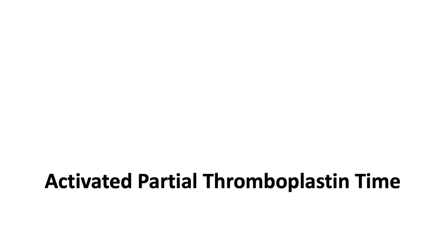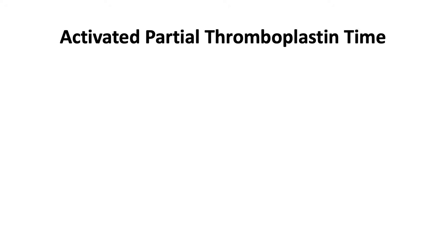Let's move on to discuss the activated partial thromboplastin time. The aPTT measures the time to a fibrin clot in seconds. The test is performed by taking citrated blood and adding calcium, phospholipids, and kaolin, which activates the contact-dependent factor 12. Thus, the aPTT assesses the intrinsic and common pathways of coagulation.